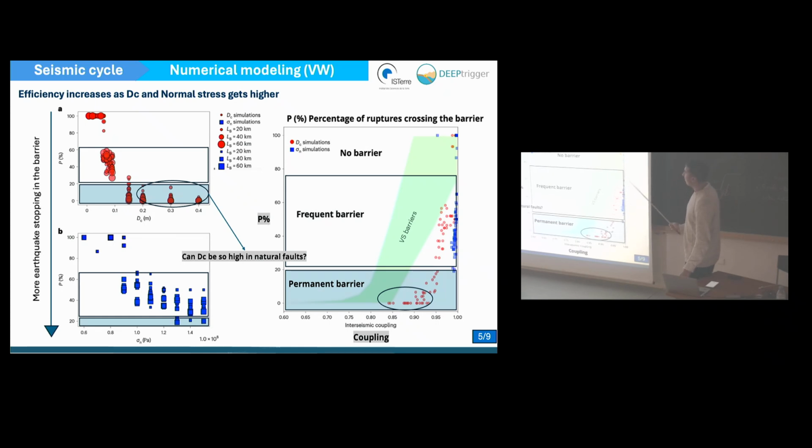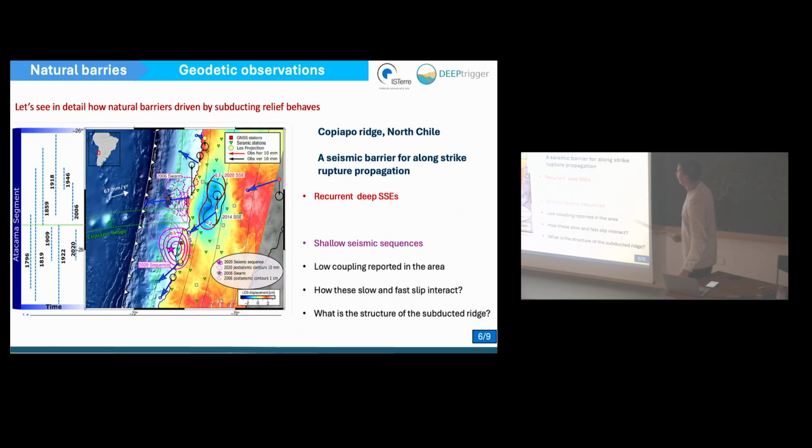How can we try to explain them? And to gain more insights from this, I will now jump into more geodetic observations to study a natural barrier in Chile. This is what I'm doing currently in my postdoc at ISTerre. I show a typical case where there is a reported or identified seismic barrier associated with subducting topography here.